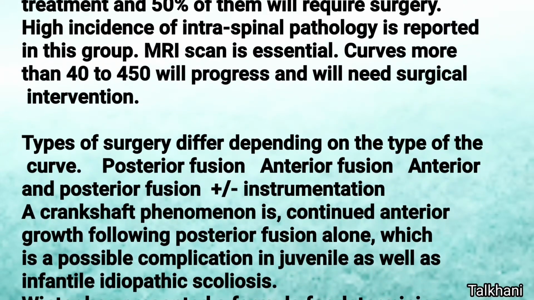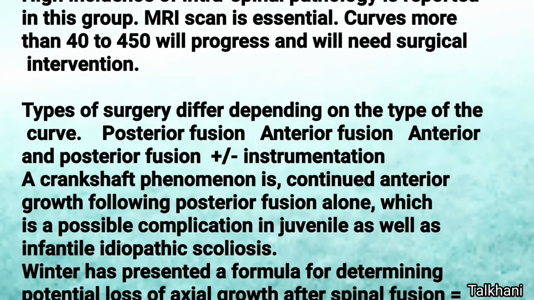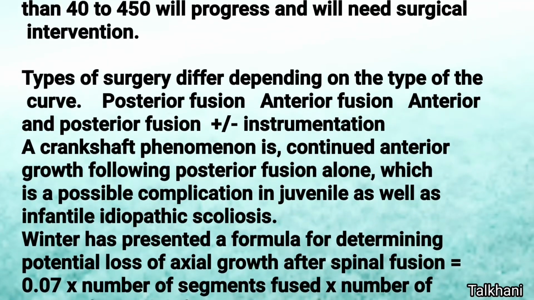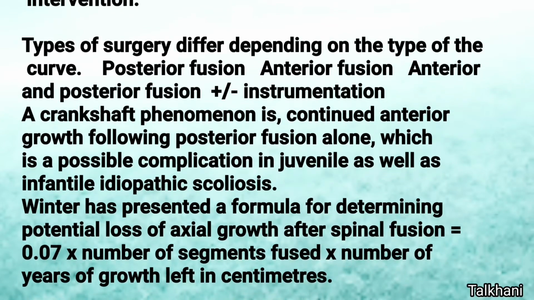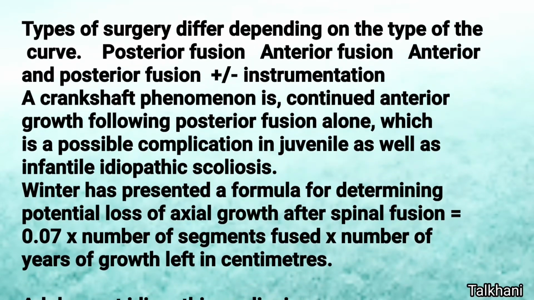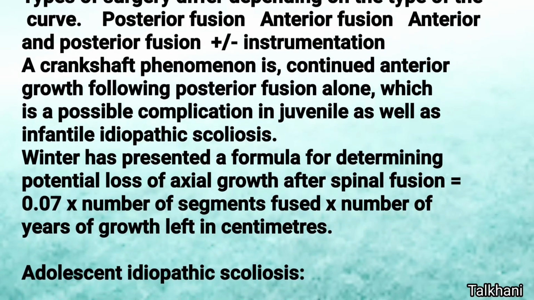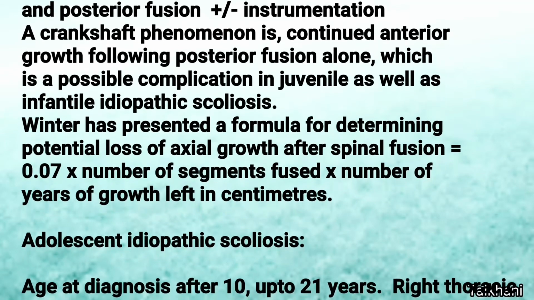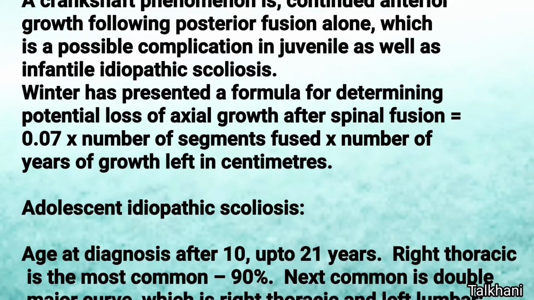Types of surgery differ depending on the type of curve. Options are posterior fusion, anterior fusion, anterior and posterior fusion with or without instrumentation in infantile as well as juvenile idiopathic scoliosis. Crankshaft phenomenon is continued anterior growth following posterior fusion alone, which is a possible complication in juvenile as well as infantile idiopathic scoliosis.